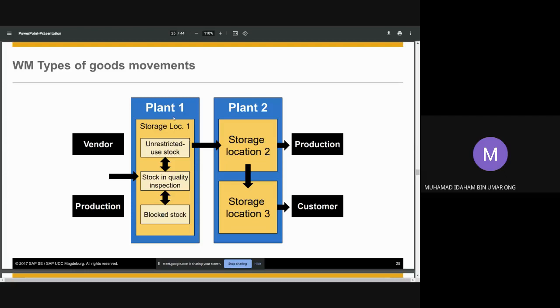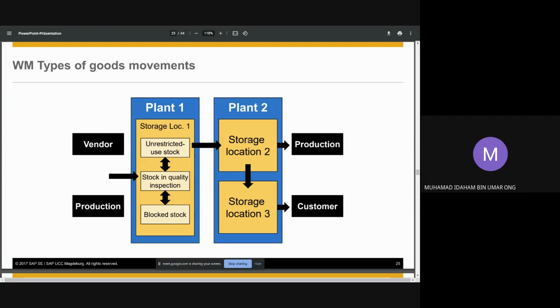Now, let's say the book needs to be moved from UMP Gambang to UMP Pekan. This is what happens here. The book itself is moved to plant two, let's say UMP Pekan, storage location 2, which, for example, is on the second floor of the Pekan library. So that is one way of stating it. I'm going to be summarizing everything later. And also, let's say in the future the books are going to be rearranged again. The location itself is going to be rearranged.